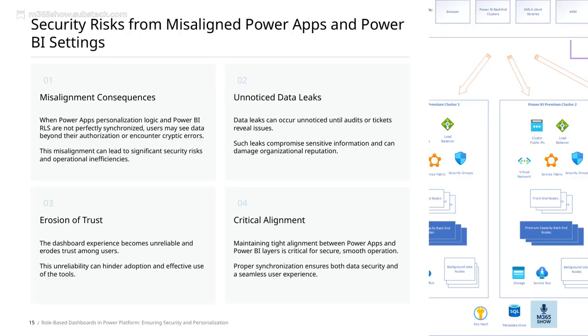Another major concern is data leaks. If Power Apps' personalization logic and Power BI's row-level security, or RLS, are not perfectly aligned, sensitive data might be exposed unintentionally. These leaks can go unnoticed until audits or support tickets reveal the issue, and that can seriously damage our organizational reputation. Finally, misalignment can cause users to see data beyond their authorization or encounter cryptic errors, which not only creates security risks, but also hampers operational efficiency. So, ensuring these layers work together seamlessly is essential for both security and user trust.